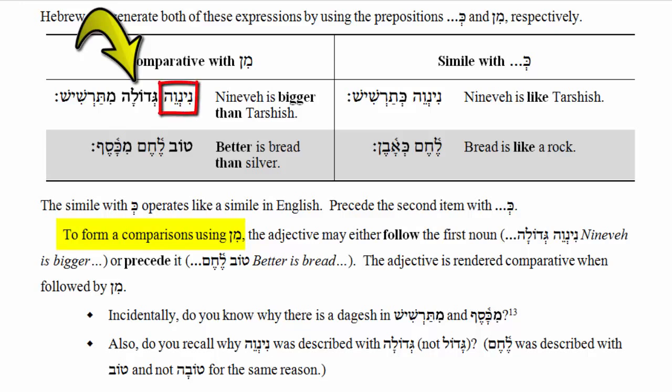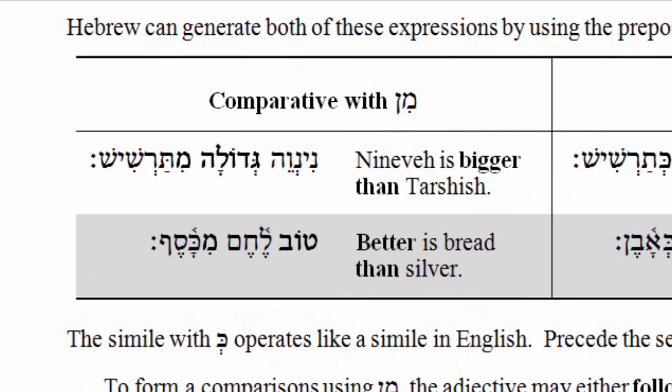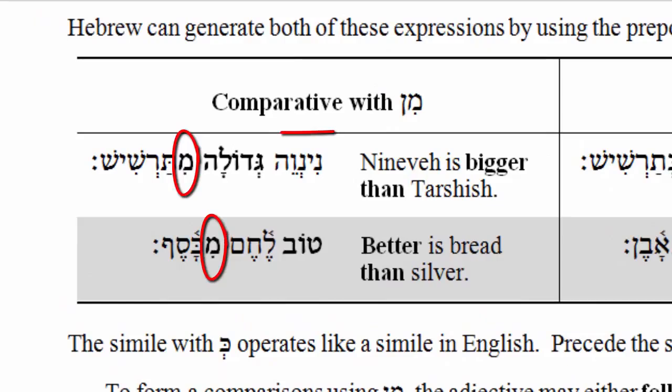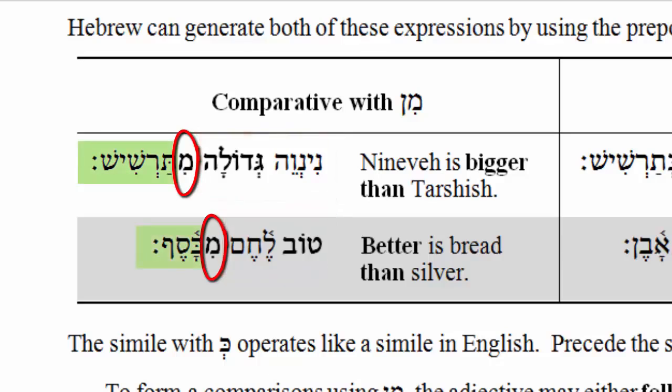Either it will follow the first noun, as it follows Nineveh. Nineveh is followed by the adjective gedolah. Or the adjective may precede the first noun, as in the second example, the adjective tov precedes the first noun lechem. The preposition min will routinely follow this portion of the structure, and it immediately precedes the item which is being compared. Thus Nineveh is being compared with Tarshish. Min immediately precedes Tarshish, attaching to it: mi Tarshish.